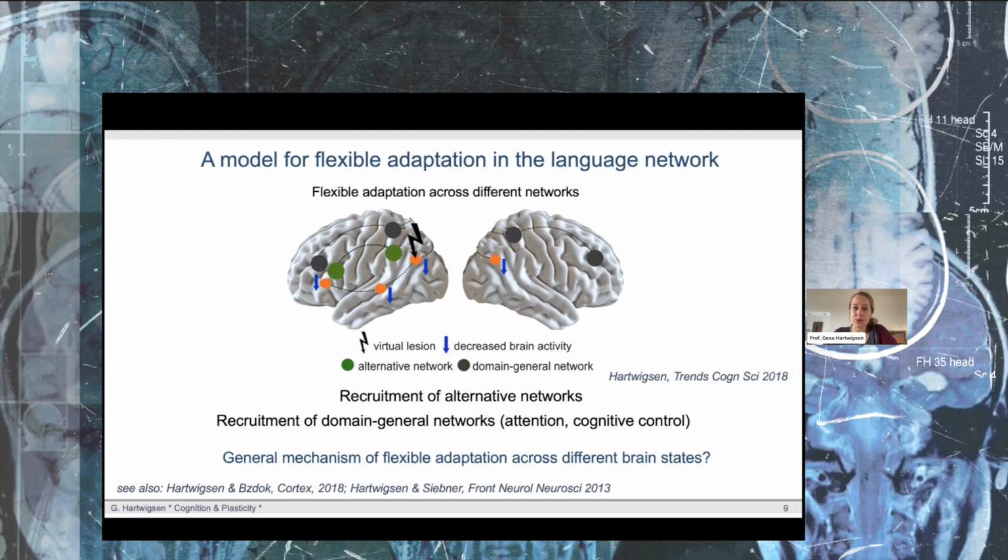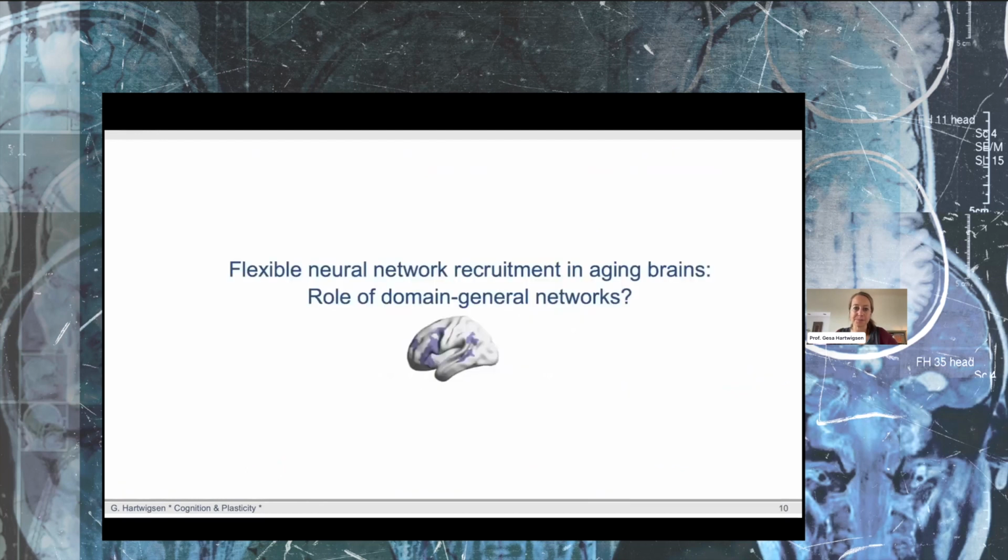So one question that we're currently addressing is if such flexible adaptation across different networks is a general or generic mechanism that we observe across different brain states. So my model is mainly based on data from healthy young subjects with neurostimulation, but do similar principles also apply for aging and for lesioned brains? If so, then this model might explain how the brain adapts to lesions and could also be used as a starting point for therapeutic applications of non-invasive brain stimulation.